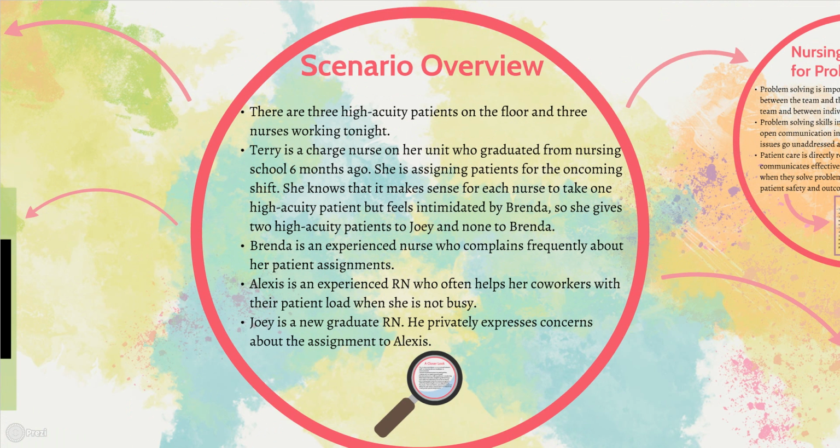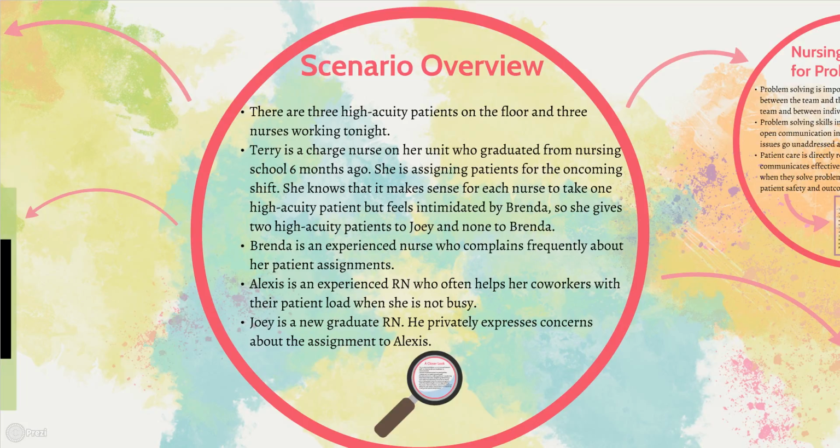Scenario overview. There are 3 high acuity patients on the floor and 3 nurses working tonight. Terry is a charge nurse on her unit who graduated from nursing school 6 months ago. She is assigning patients for the oncoming shift. She knows it makes sense for each nurse to take on a high acuity patient, but feels intimidated by Brenda. So she gives the high acuity patients to Joey and none to Brenda.